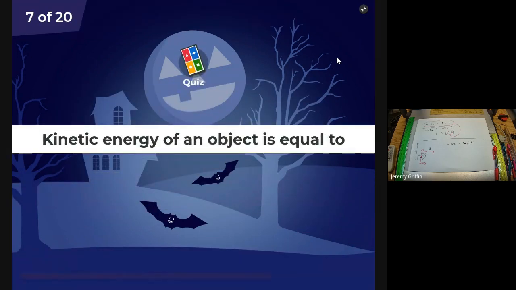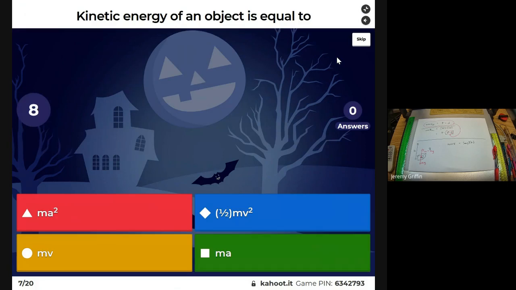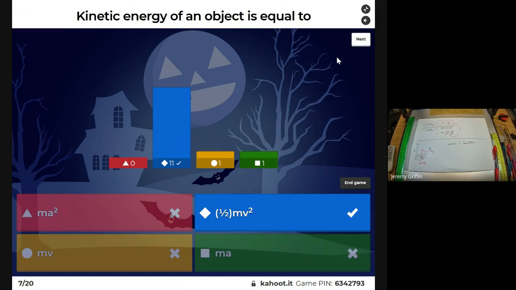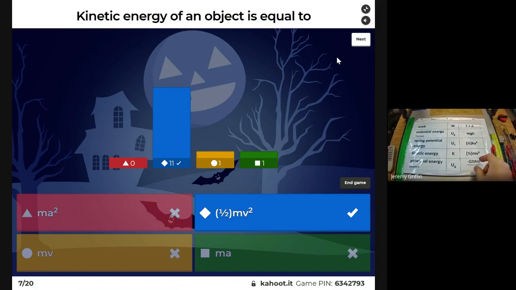Kinetic energy is equal to one half mv squared. You guys know that from the poster in the front room that has that listed out.